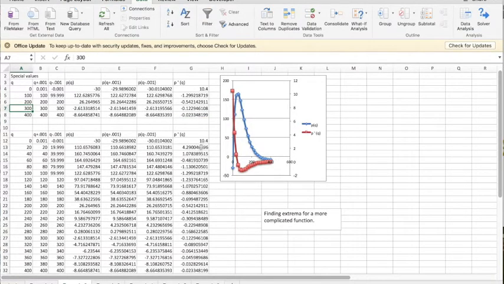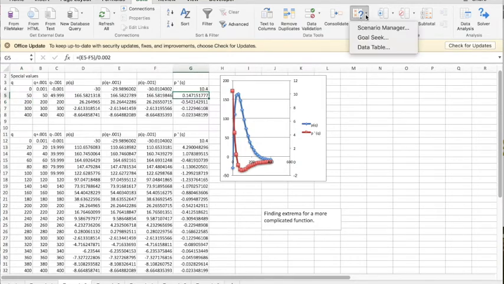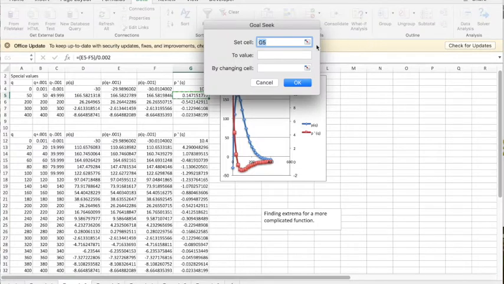I wasn't lucky enough to choose my coordinate so that I'd get one off the top. But I see it's pretty close to 0, somewhere between 40 and 60. So I'm going to make a guess of 50 as a place where the derivative goes to 0. And I've got it down to 0.146. I'm going to use goal-seek what-if analysis. I would like G5 to go to 0 by changing A5.